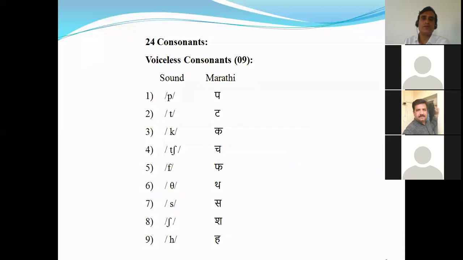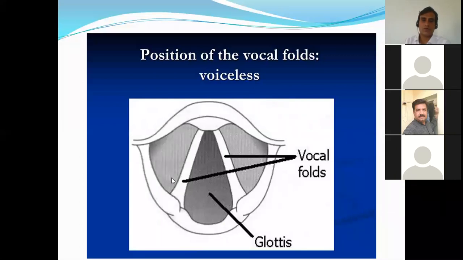Let's proceed further. There are 24 consonants in English. The consonants are divided into 2 further phases. The first is voiceless consonants. 9 consonants are there. Let's begin. P, T, K, Ch, F, Th, S, Sh, and H are voiceless consonants. When we pronounce these sounds, there is less vibration in the vocal cords, and that is the reason these sounds are called voiceless consonants in English. Here is the position of the vocal cords. The glottis are held apart, and there is less vibration, and so the sounds are called voiceless consonants in English. I repeat: P, T, K, Ch, F, Th, S, Sh, and H are voiceless consonants in English.